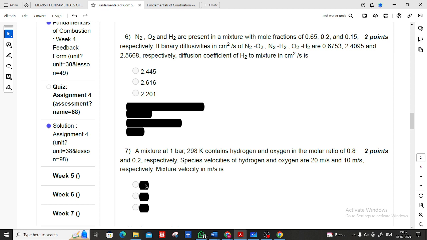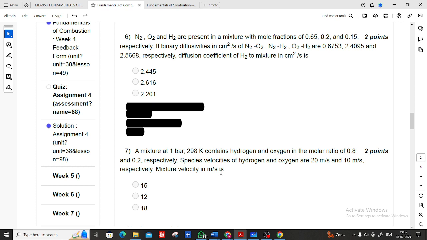And then you should be able to get the answer. Sir, V mix, is it 12 meter per second? V mixture is 12 meter per second. You are saying question number 7. Yeah, one answer is there, 12 meter per second. I think that is correct.